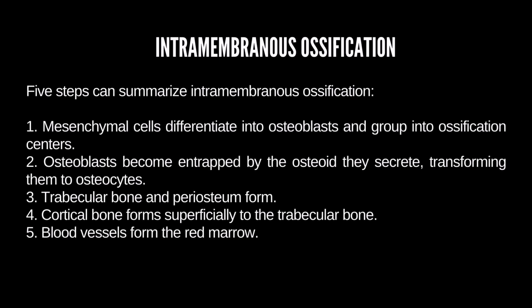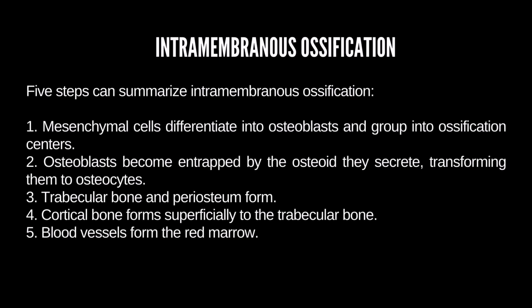Mesenchymal cells, which are essentially stem cells, differentiate into osteoblasts, the bone-forming cells. These cells gather in what we call ossification centers. Osteoblasts start producing osteoid, a substance that eventually traps them, transforming them into osteocytes, the mature bone cells.